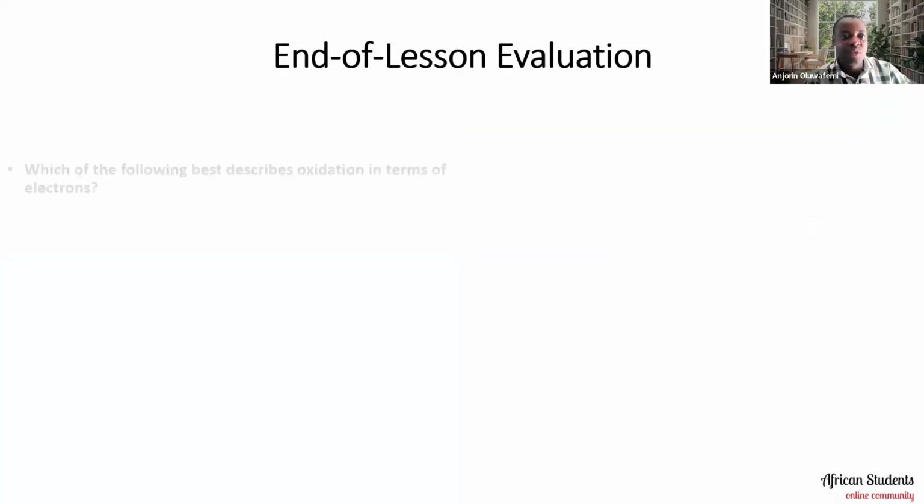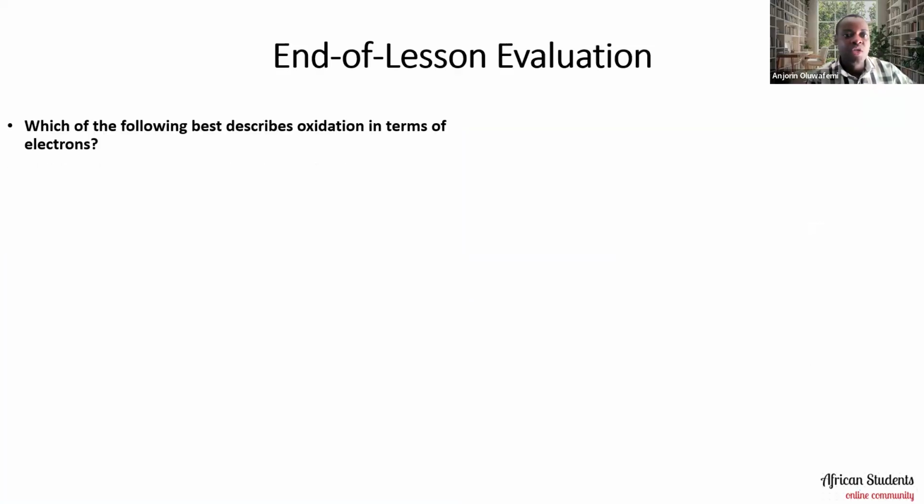So let's quickly evaluate this class, and I will evaluate with the following questions. Which of the following best describes oxidation in terms of electron? Is it gain of electron? Is it loss of electron? Is it sharing of electrons? No change in electrons. So please let me know what you feel in the comment section.